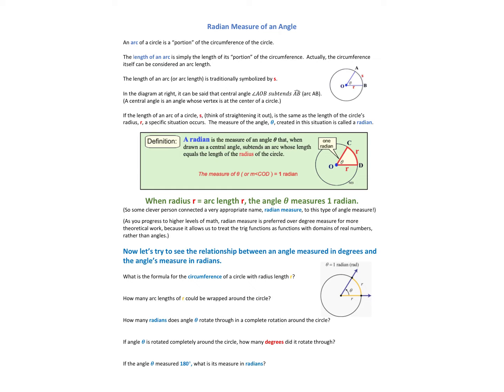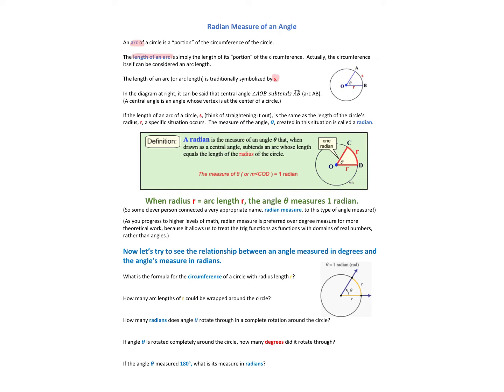So first let's talk about some definitions here. The first one is an arc. We will do more with arcs when we get to the circle chapter, but an arc is a portion of the circumference of the circle. Circumference is like the distance around a circle. So in every other shape that's called the perimeter, but a circle has its own name for the distance around it, and it's circumference. So the length of an arc is the portion of the circumference. So the circumference can also be considered an arc length. So the length of an arc is traditionally symbolized by this lowercase s.